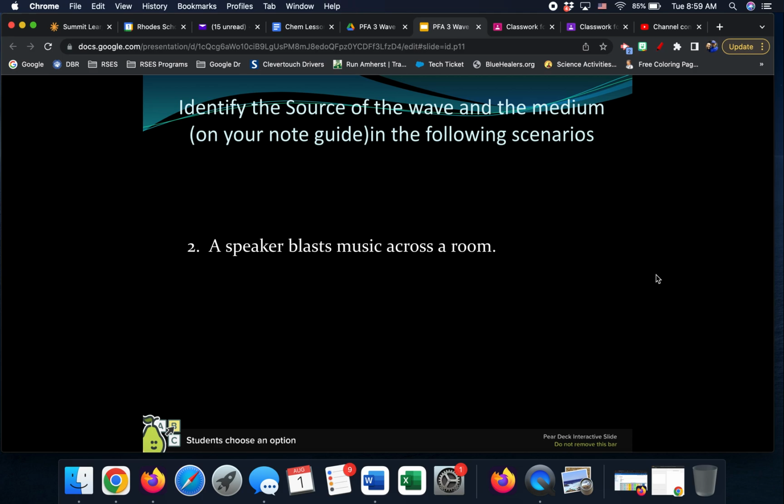Speaker blasts music across a room. What would the disturbance be, and what would the medium be? Pause it. Disturbance is the speaker, and that speaker transfers the energy through the air, so the air would be the medium.